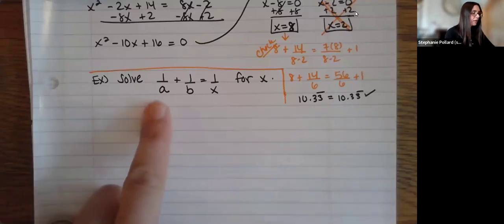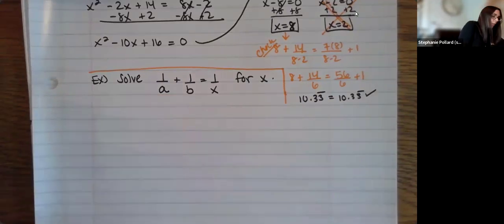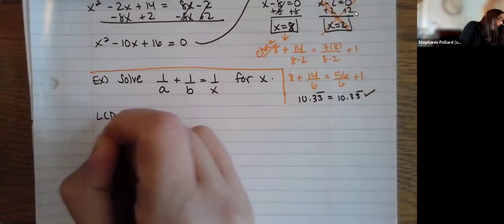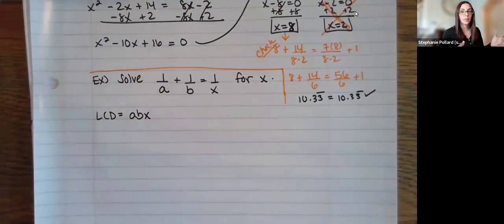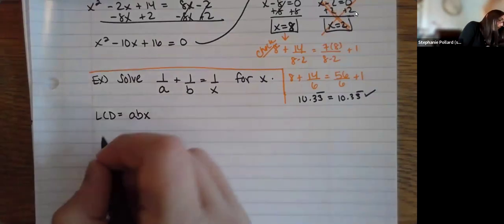Now I do see 3 denominators. So my LCD here is going to have to be a, b, x. So a times b times x. So I need all 3 denominators. And I'm going to start by multiplying through by that.